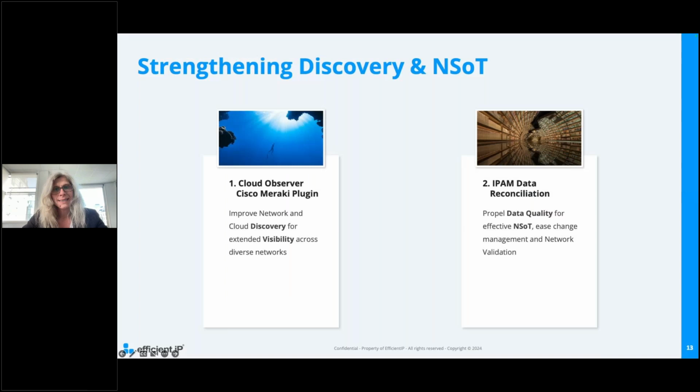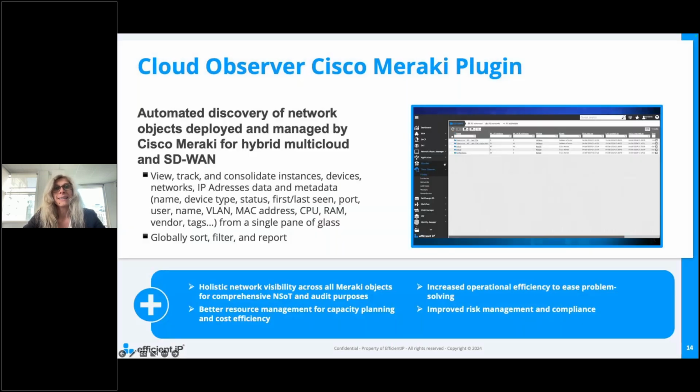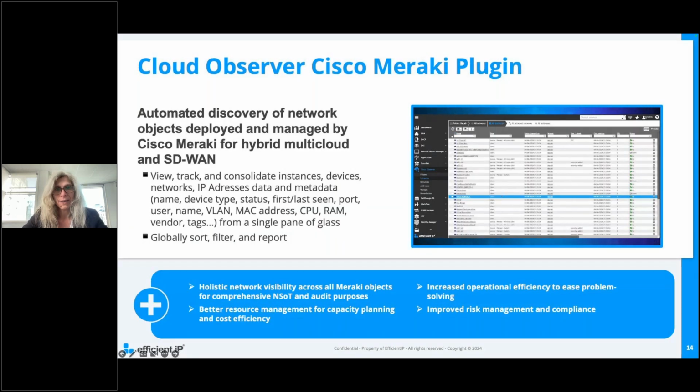With the 8.4 release, we're enhancing network asset discovery and network source of truth. First, we'll introduce a new Cloud Observer plugin for Cisco Meraki, which improves network and cloud discovery, providing extended visibility across hybrid and multi-cloud environments. Second, we'll explore IPAM data reconciliation, designed to boost IPAM data quality, enabling a more effective network source of truth and facilitating change management and network validation. But let's start with the Cloud Observer Cisco Meraki plugin.